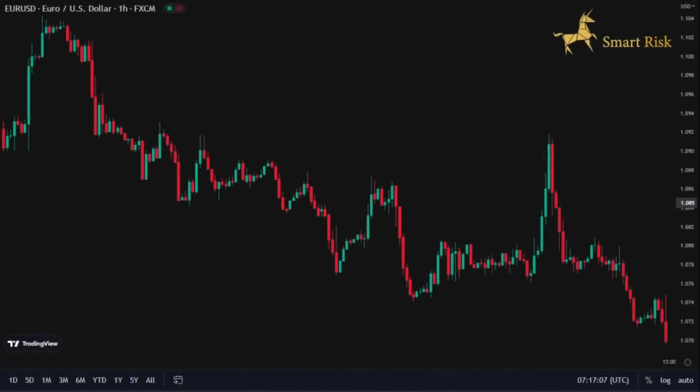We have Euro-Dollar 1 hour time frame here. As you can see, price changed its direction to the downside after the creation of this change of character. Here, we have a break of structure, that price closed below the recent lower low. Again, here we have another break of structure. So guys, we are pretty sure now that the market is bearish.